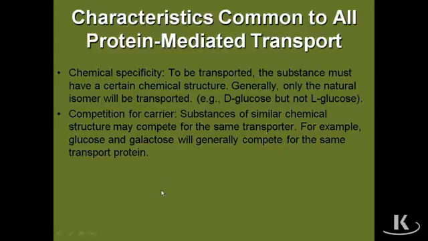Now finally, there can be competition for the carrier in the membrane. If you supply another substance of similar chemical structure, it can compete for the carriers. Now you should realize that in vivo, glucose and galactose have almost the same structure, and because they have almost the same structure, they compete for the same carrier. So in vivo, glucose and galactose compete for the same carrier.